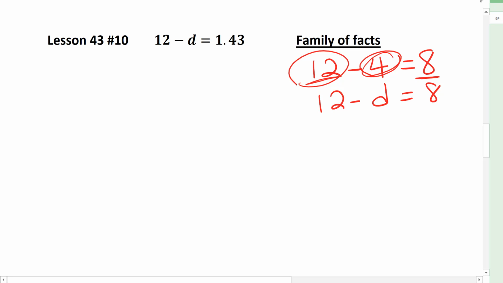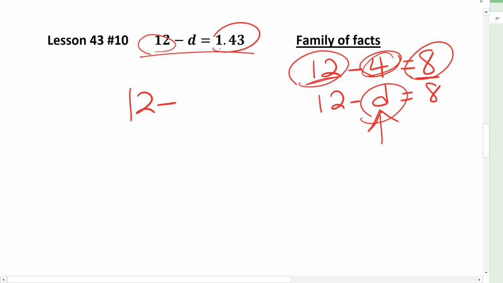So you take the first number, the big number that's before the subtraction sign, and you subtract the number on the right side of the equal sign, and that's going to give you the missing number. 12 minus 8 is 4. So I can do the same exact strategy in this problem, even though the numbers are different. They're all in the same place. I can take the first number, the biggest one, and subtract the number on the right side of the equal sign to get my missing number.